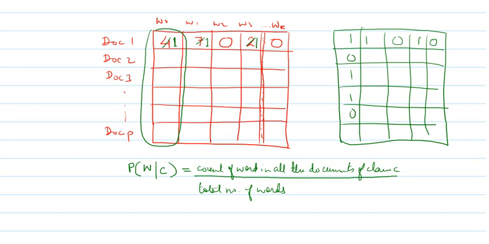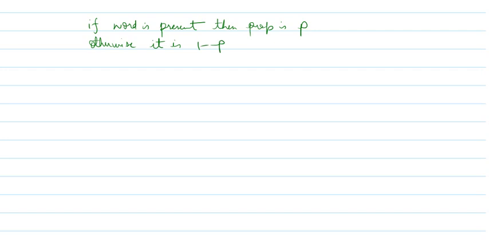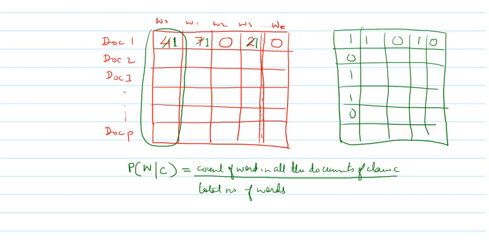But in case of Bernoulli Bayes, we apply the Bernoulli distribution, and the Bernoulli distribution says that if a word is present, then the probability is P, otherwise it is 1 minus P. So now we see that if the word is present, the probability is P, whatever we are calculating, but if it is not present, the probability is 1 minus P. So this is actually the difference between the Bernoulli and the multinomial.